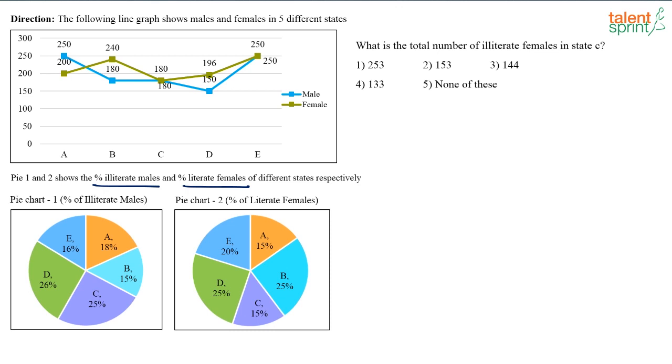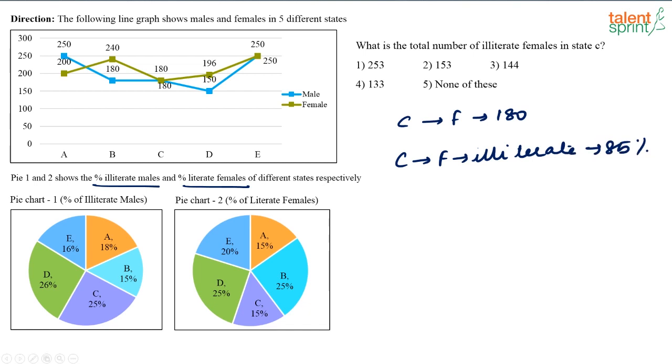So in state C, how many females are there? There are totally 180 females. And how many literate females are there? 15% of them are literate. So how many females in state C are illiterate? 85% of the females in state C are illiterate, because 15% of them are literate.